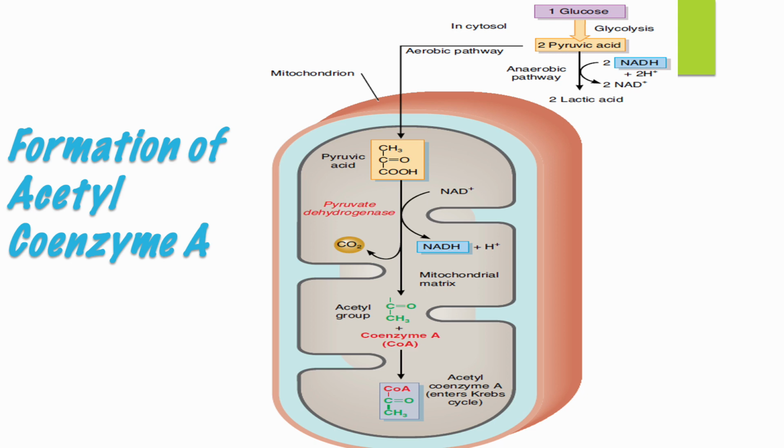Each pyruvic acid loses 2 hydrogen atoms in the form of 1 hydride ion plus 1 hydrogen ion. The coenzyme NAD+ is reduced as it picks up the hydride ion from pyruvic acid. The hydrogen ion is released into the mitochondrial matrix. The acetyl group attached to coenzyme A produces a molecule called acetyl coenzyme A.